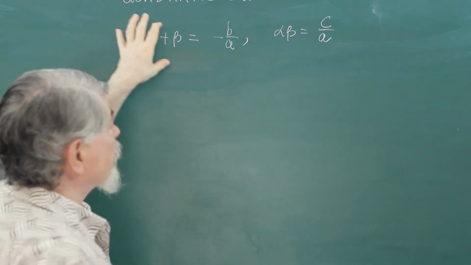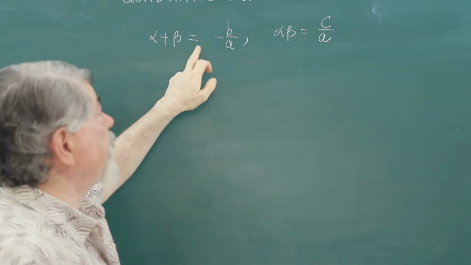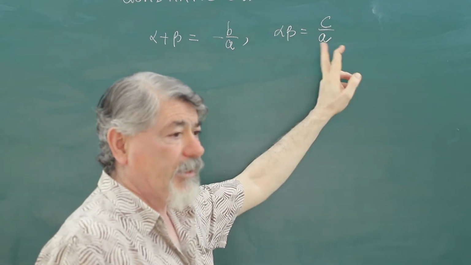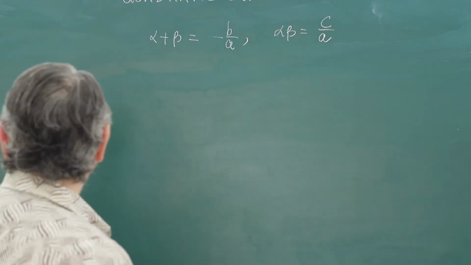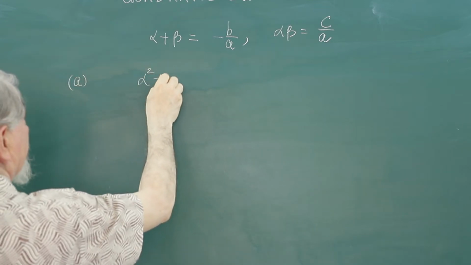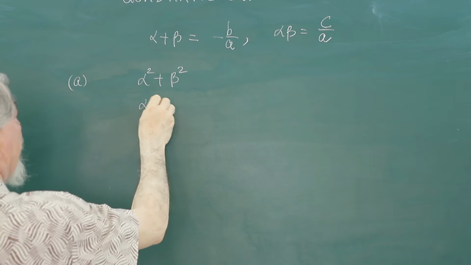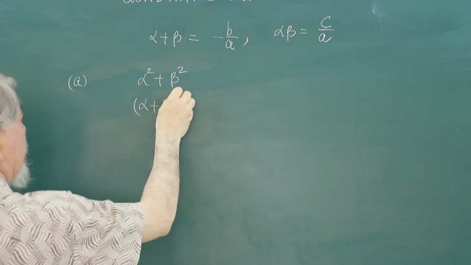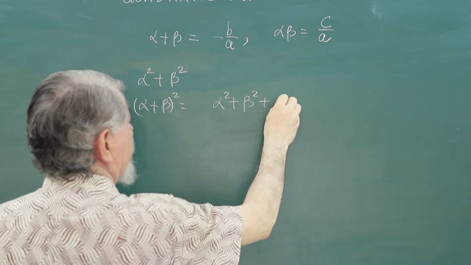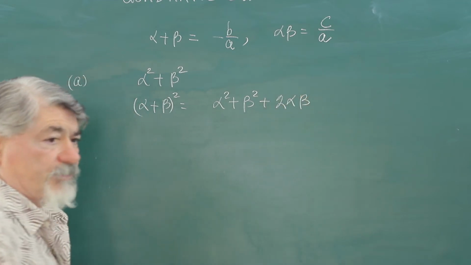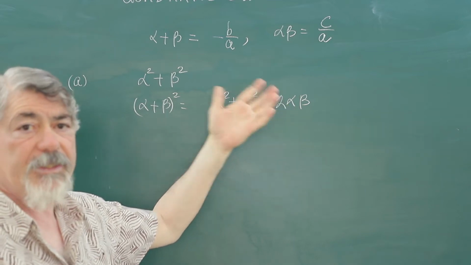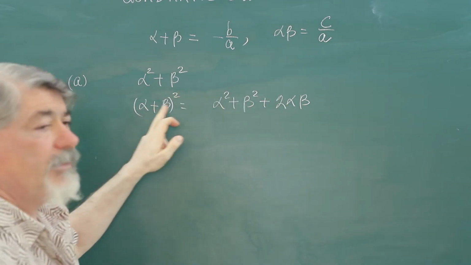Now keeping this in view, we know that alpha plus beta is minus b upon a, and alpha into beta is c upon a, and we'll be calculating with this. The first part is to calculate alpha square plus beta square. We know alpha plus beta whole square is alpha square plus beta square plus 2 alpha beta. It is the basic formula of a plus b whole square. A plus b whole square is a square plus b square plus 2ab. Instead of a and b, we have taken alpha and beta.